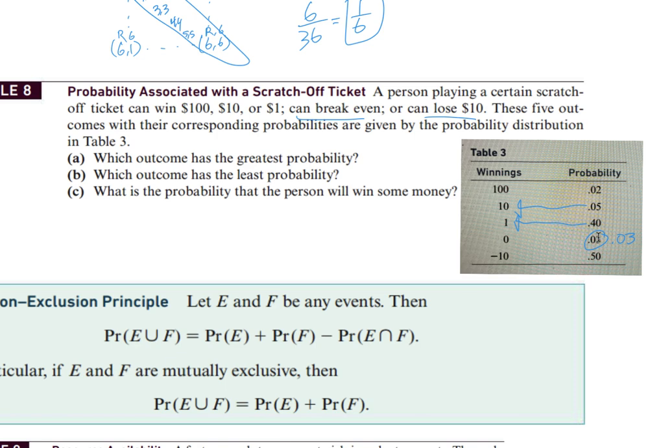Which outcome has the greatest probability? That would be losing $10. Usually this is designed so that it's the $10 you spent on buying the ticket. Which outcome has the least probability? $100. What is the probability that a person will win some money? That would be 0.4 plus 0.05 plus 0.02, so 0.47 is the probability, or 47%.